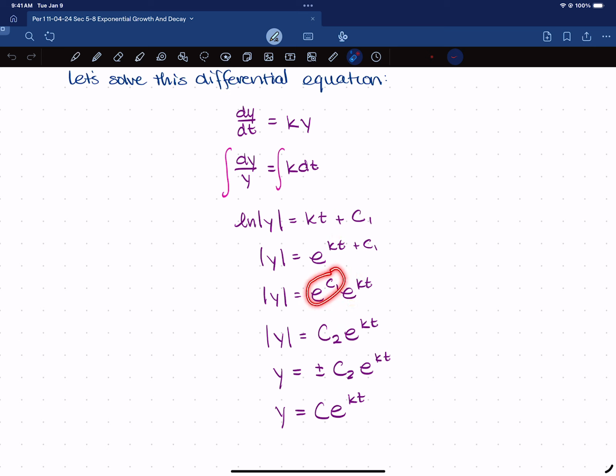Now, e to the c1 is just another constant, so I'm going to call that c2. And then if we were to remove the absolute value, that will put a plus or minus on this constant, which is still just another constant. So the general solution to this differential equation is this exponential function. And so we can see that it works.